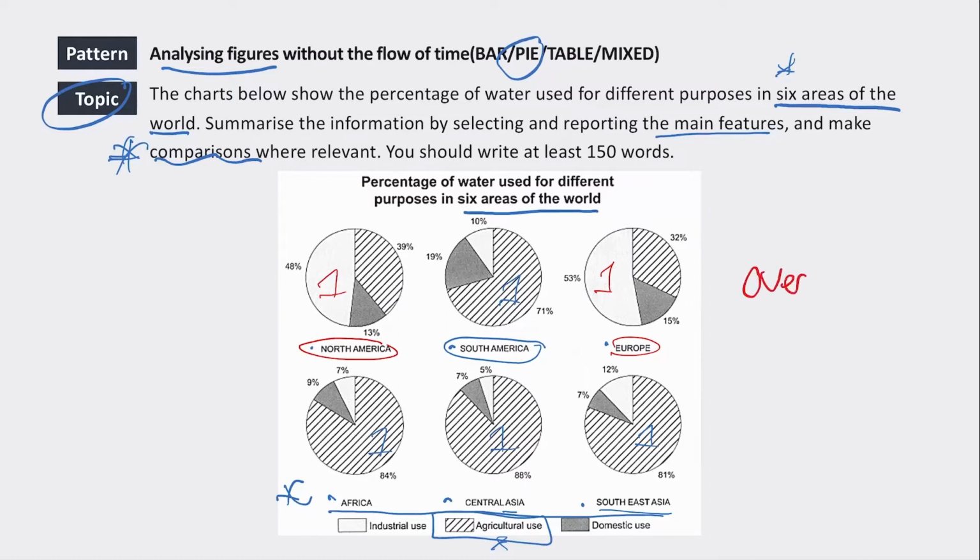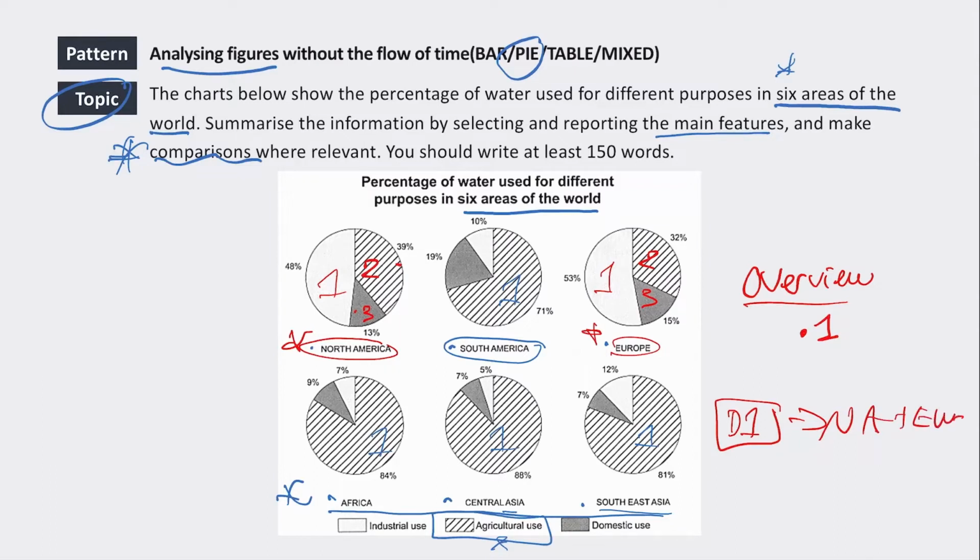So I'm thinking, what am I going to talk about in my overview? Okay, well, that's going to be comparison number 1: main use of water. That's the biggest difference between these areas of the world. Then North America has the next biggest as agriculture, and the smallest is domestic. So it goes 1, 2, 3. And that's the same for Europe, 1, 2, 3. So I'd be quite happy putting North America and Europe together as one. My detail 1 paragraph is probably going to be North America plus Europe, talking about how they're the same. And then we're going to compare that in my second detail paragraph.